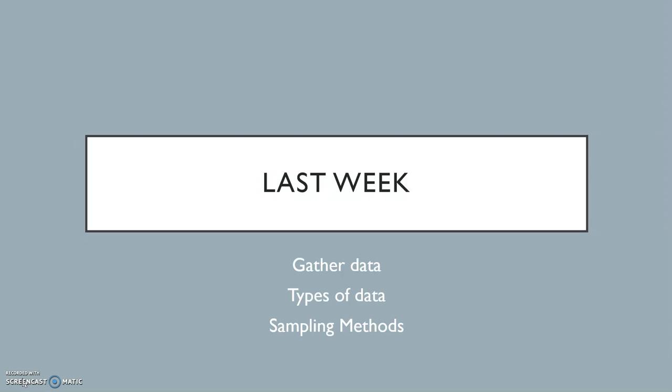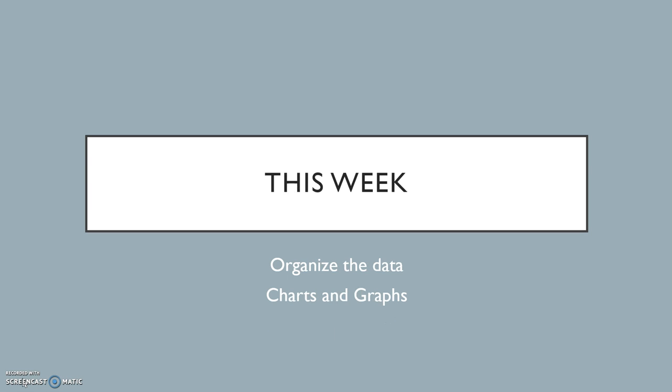Last week, you learned the first step in a statistical process, which is how to appropriately gather data. You also learned about some different types of data and some commonly used sampling methods. Now that you have collected your data, the next step in a statistical process is to organize that data.